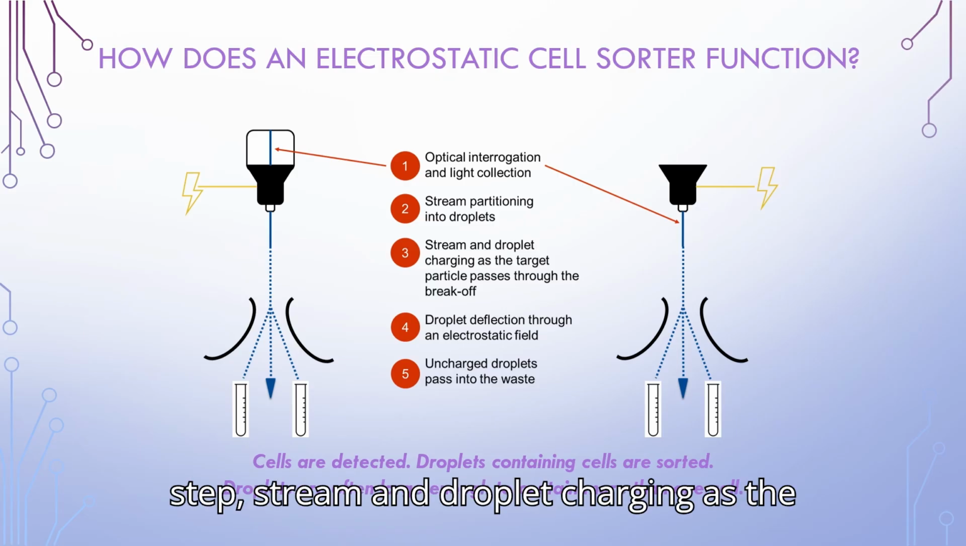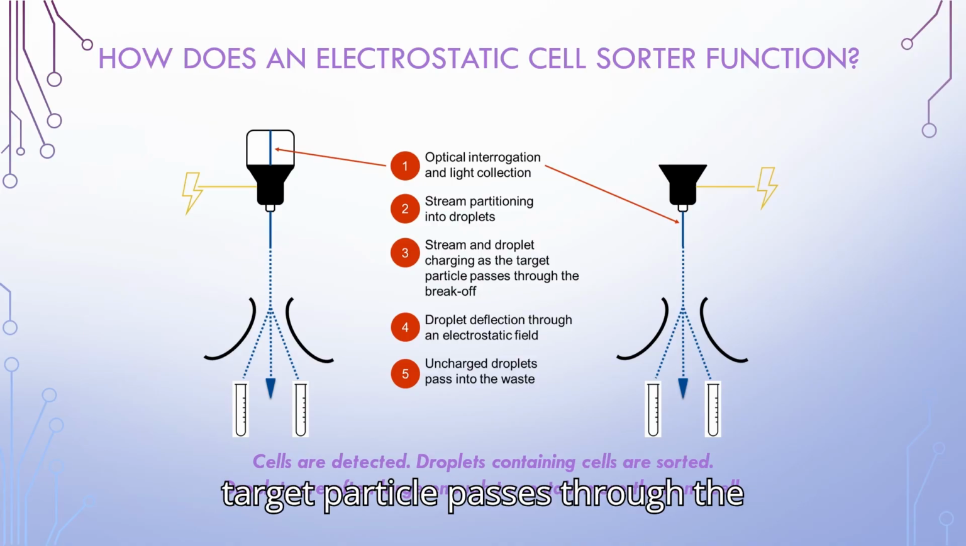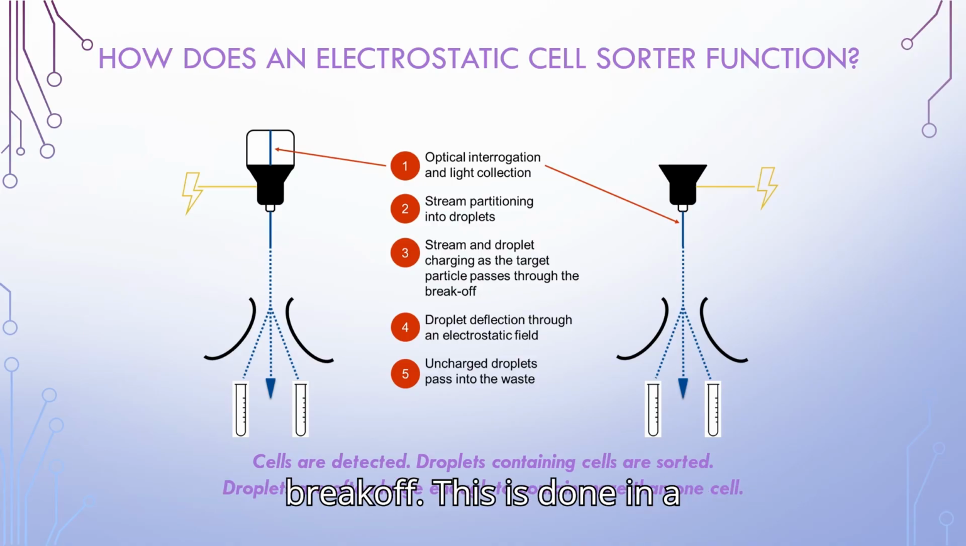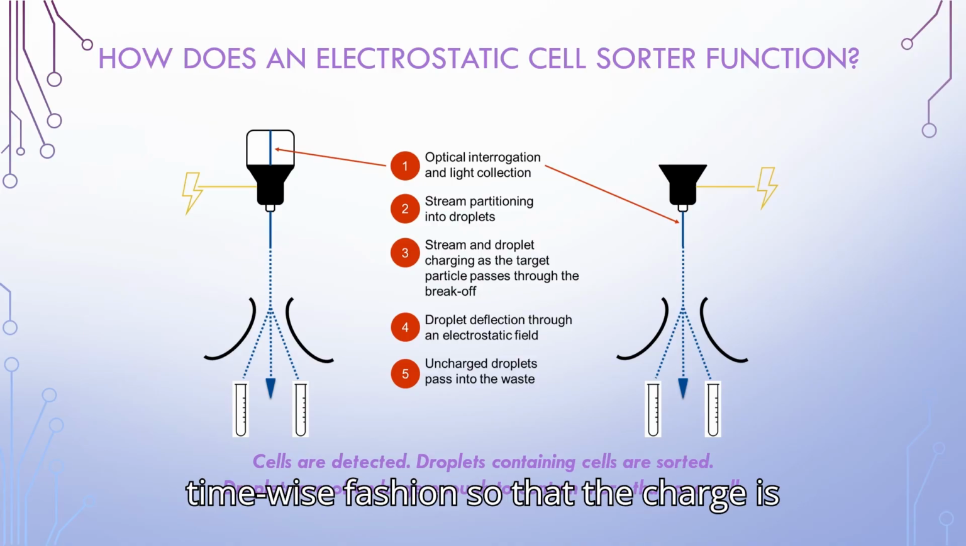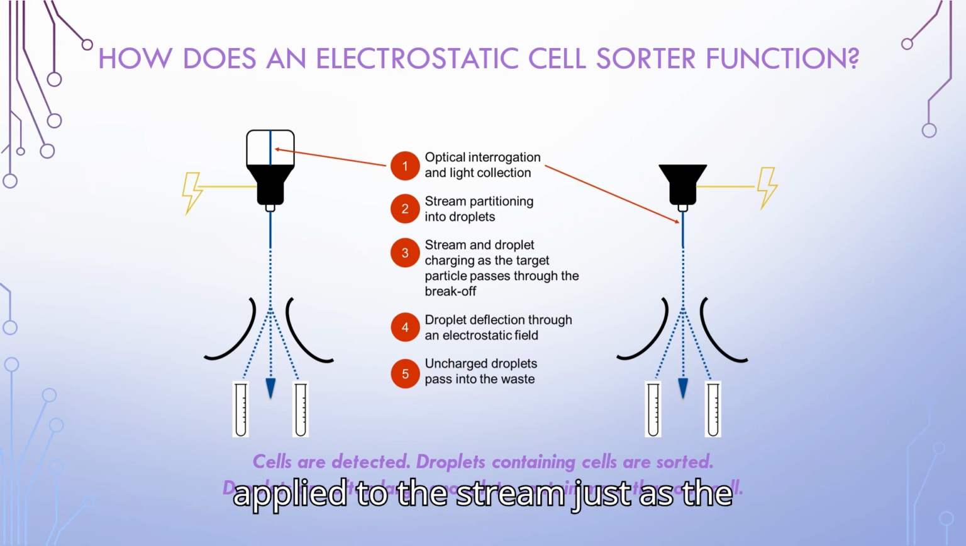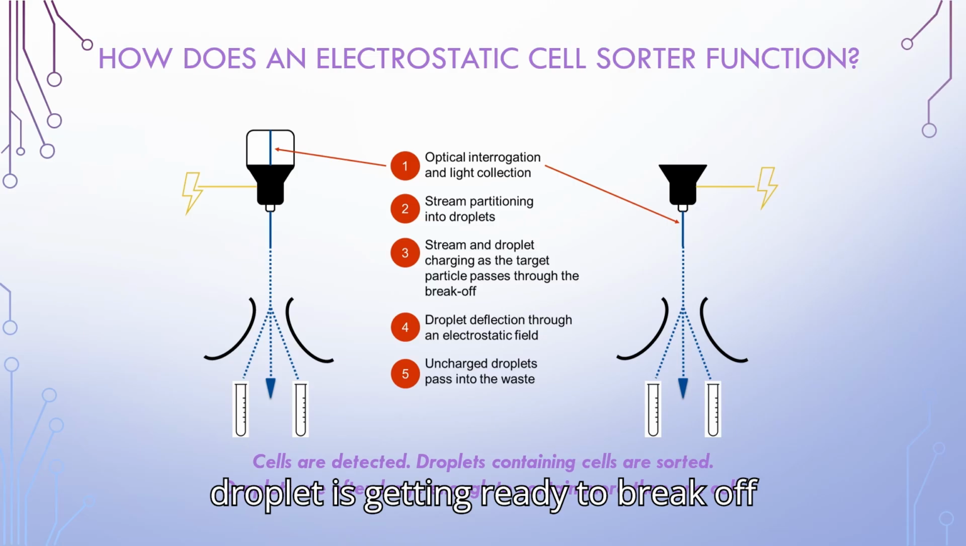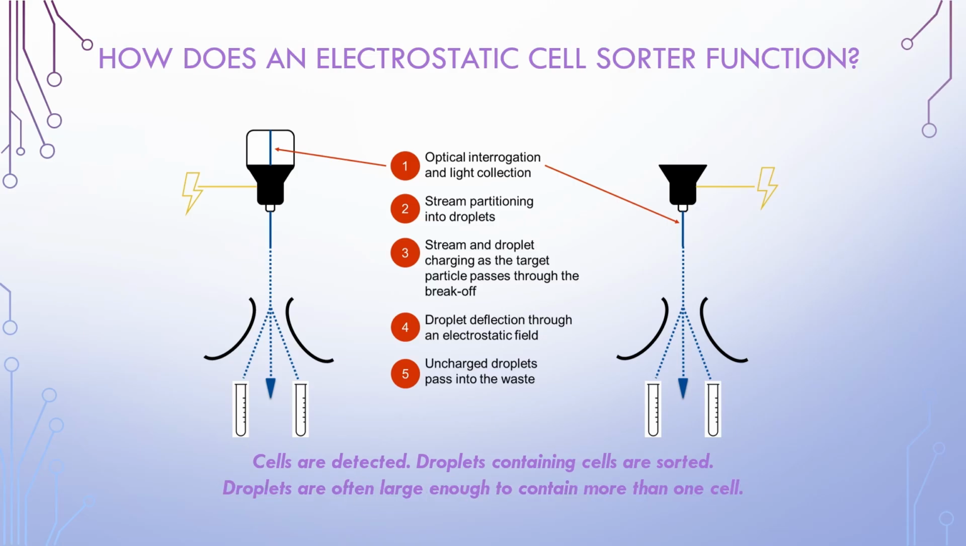The third step, stream and droplet charging as the target particle passes through the breakoff. This is done in a time-wise fashion so that the charge is applied to the stream just as the droplet is getting ready to break off from the stream. 4. Droplet deflection in an electrostatic field.